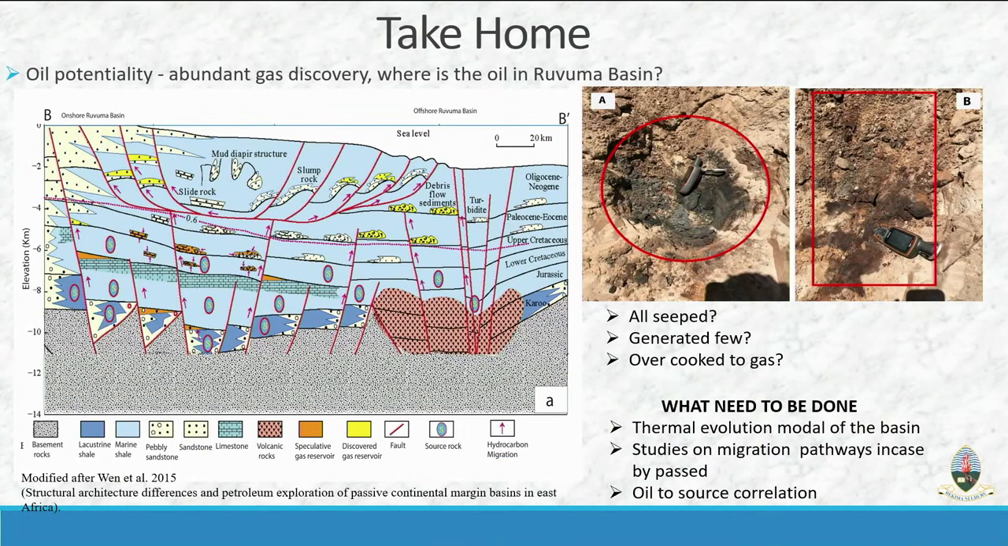So what I need you to take home with you is that we have oil potentiality with abundant generation. So where is the oil? Why are we only having gas? That is the question we need to ask ourselves. Because there might be several reasons. Did all the oil seep to the surface?